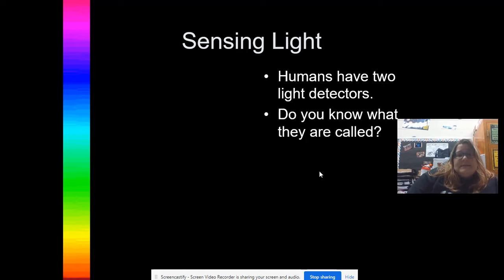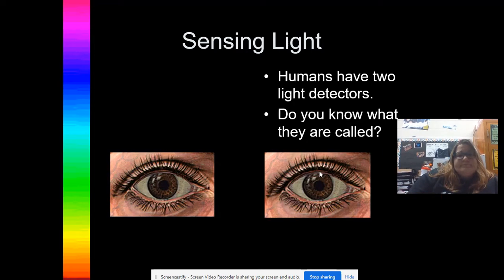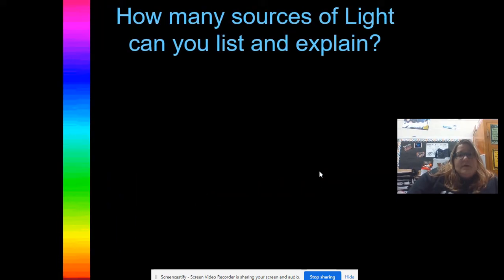Humans have 2 light detectors. Our eye. How many sources of light can you list and explain? Think about it. What do you know that's light?